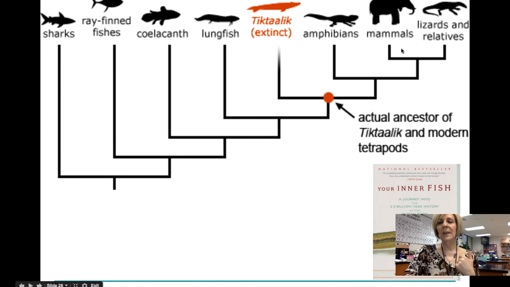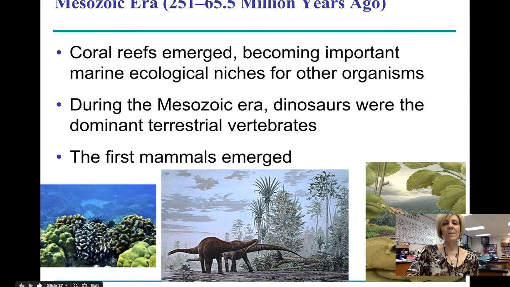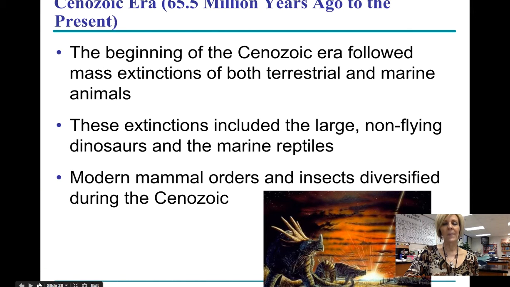So we have amphibians. These would be ancestral reptiles that can live without going back to the water to reproduce, and now we have the rise of mammals, lizards and their relatives, which would include birds. The Mesozoic era is when the first mammals emerged, and these were rodent-like organisms, and of course the dinosaurs were very dominant during this time. We also begin to see the development of coral reefs.